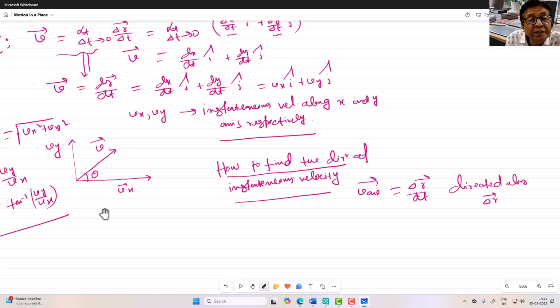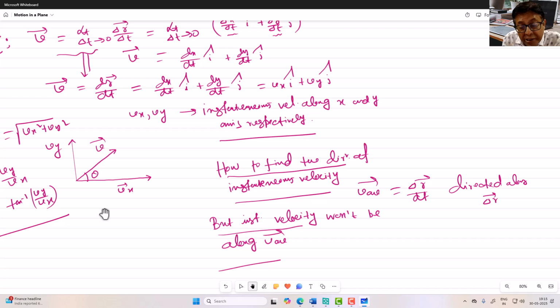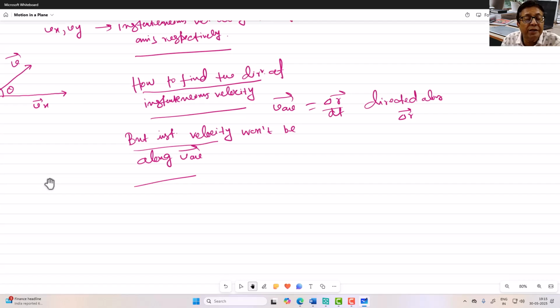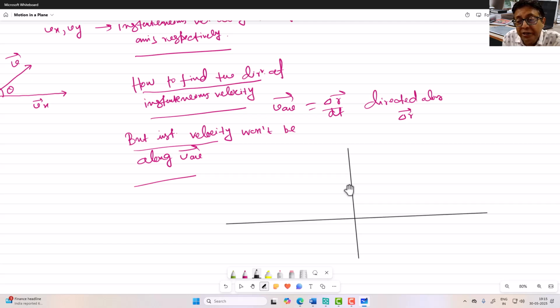But instantaneous velocity won't be along v average. Why do you say that? Let me prove this, why it is not directed along v average. Very interesting. We are going to consider the particle's motion on the path only. This is a very conceptual topic in physics. This concept is essential for all of you.